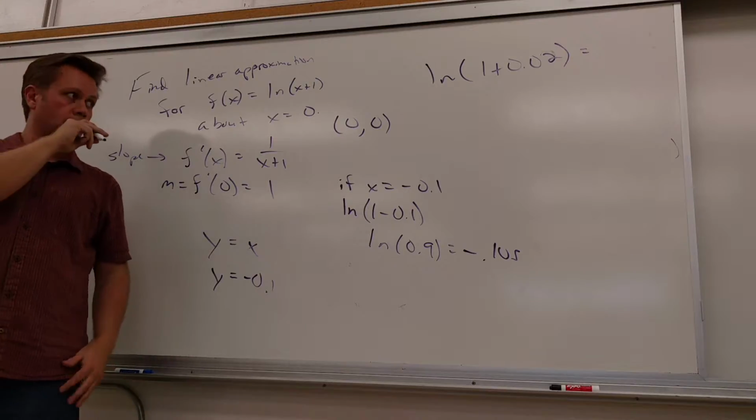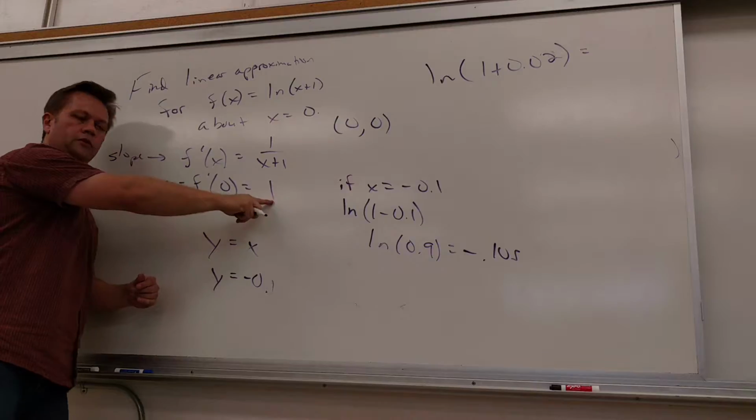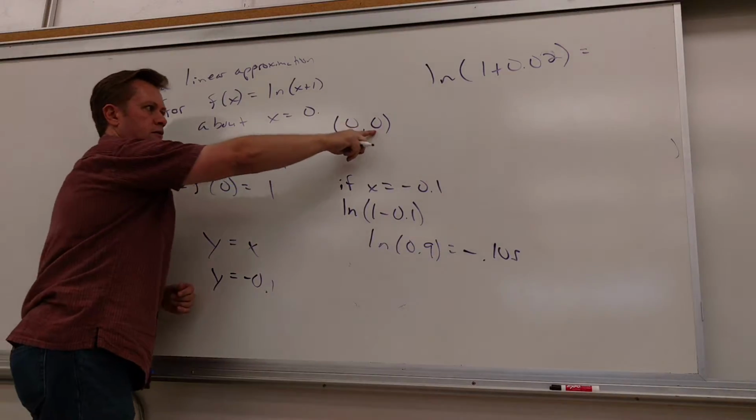Why is it y equals x? Is it because f prime at 0 equals 1? Well, that's the slope. And what's the y-intercept? 0.